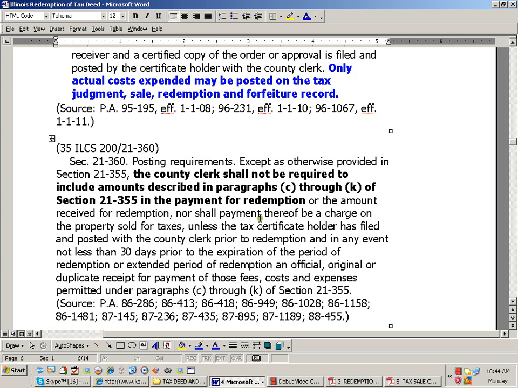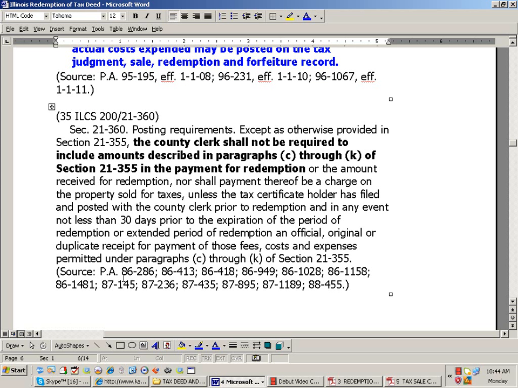Nor shall payment thereof be charged on the property sold for taxes unless a tax certificate holder has filed and posted with the county clerk prior to redemption, and in any event not less than 30 days prior to the expiration of the period of redemption, extended period of redemption. An official, original, or duplicate receipt for payments of these fees, costs, and expenses permitted under those paragraphs. There's that receipt word. Okay.